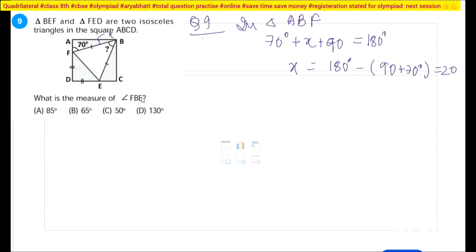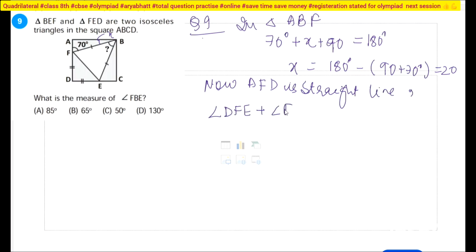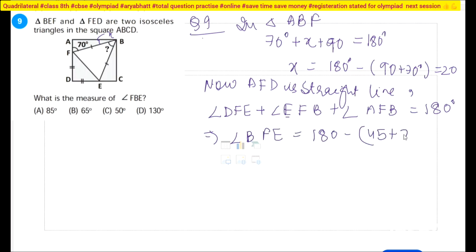First thing. Now I will say that AFD is a straight line. So when it is a straight line, angle DFE plus angle BFE plus angle AFB all equal 180 degrees because of the straight line. So I will put the values that angle BFE is equal to nothing but 180 degrees minus 45 plus 70 degrees. Now you will say, where 45? These two are equal isosceles triangles. One is 90 degrees, so this will be your 45 and 45, right? So how much is it? It is 65 degrees.